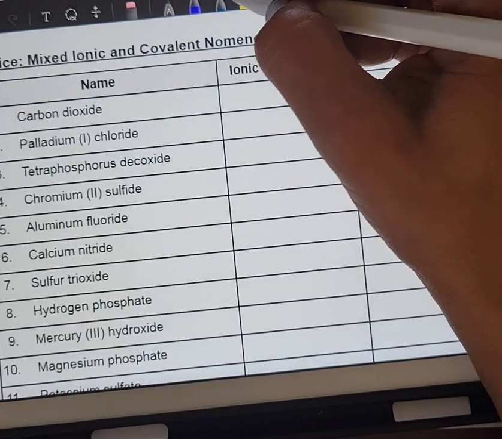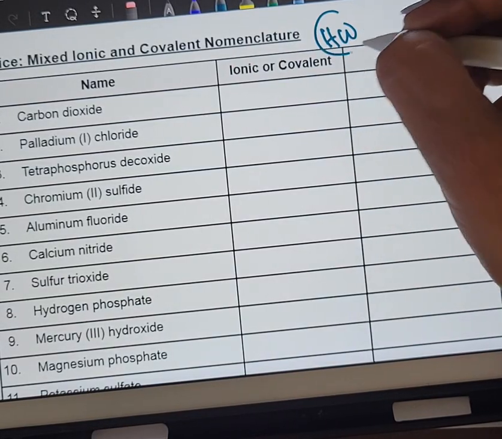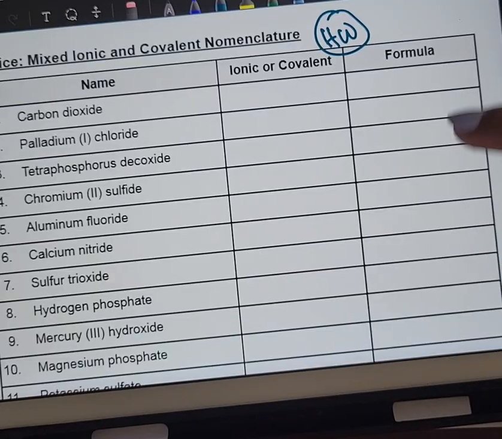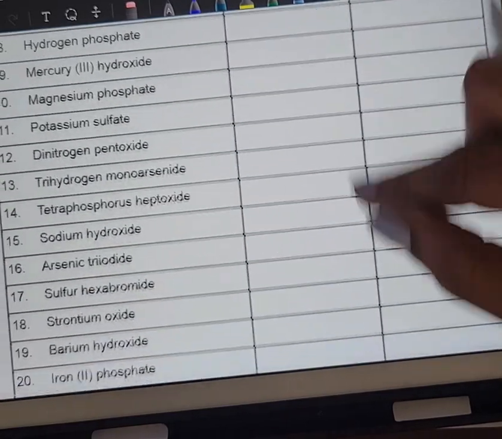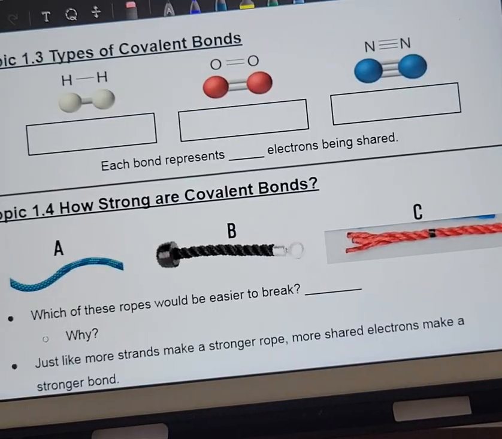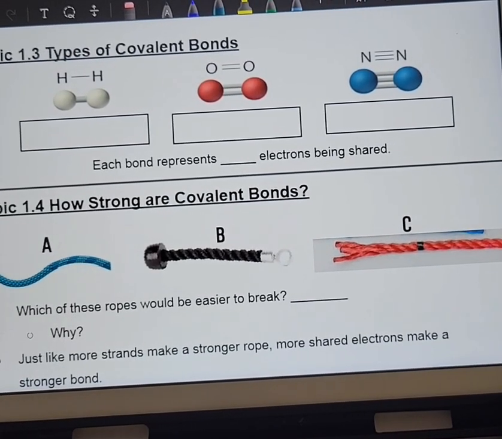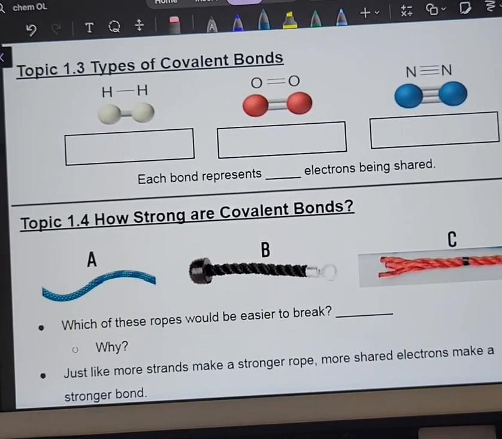The rest of them is also extra practice. We will do that next class or as homework. And I am going to the types of covalent bonds. Once you're done with that practice question, just start this one. So, types of covalent bond.